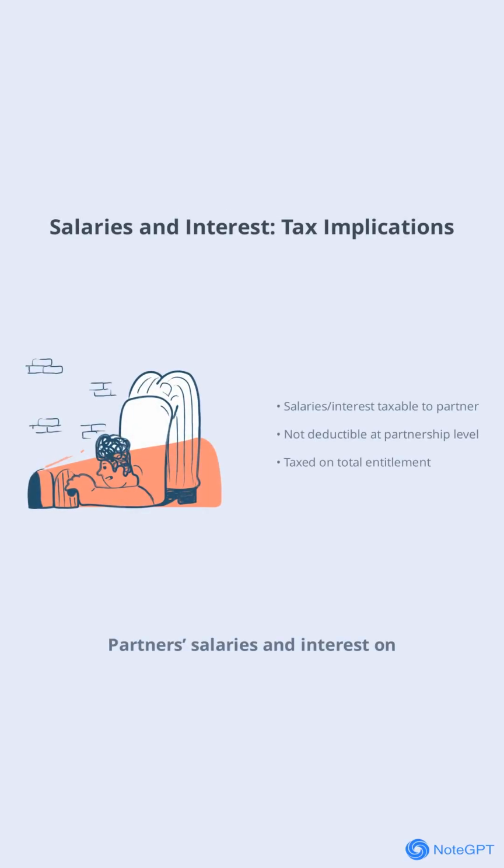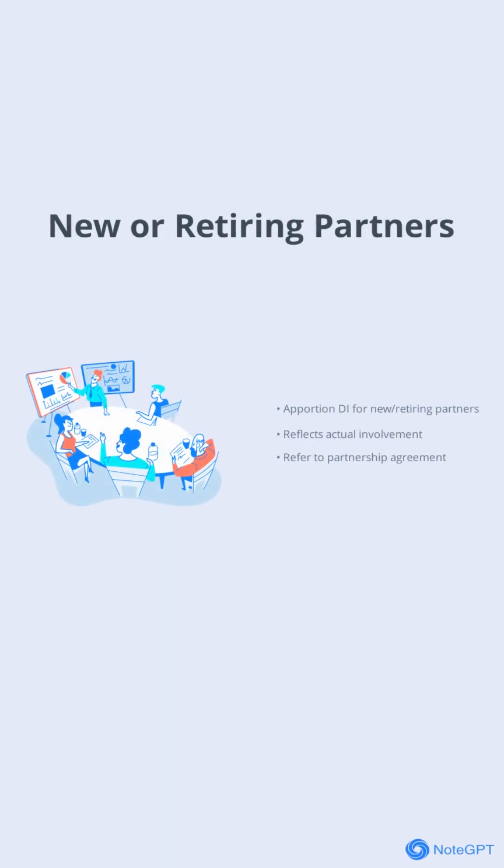Partners' salaries and interest on capital are deducted when computing DI, but these amounts are taxable to the individual partner. They are not deductible at the partnership level for tax purposes. This ensures that each partner is taxed on their total entitlement, including both their share of DI and any salary or interest received.